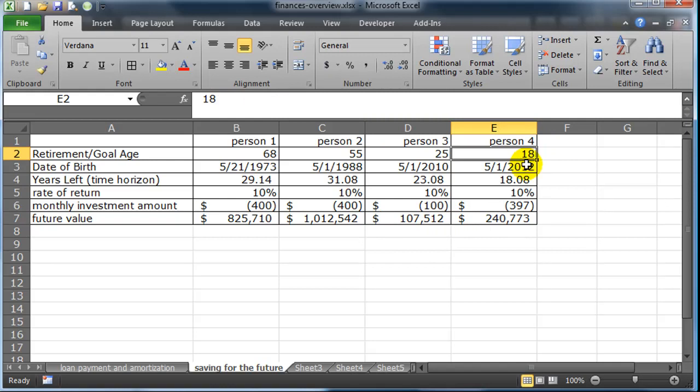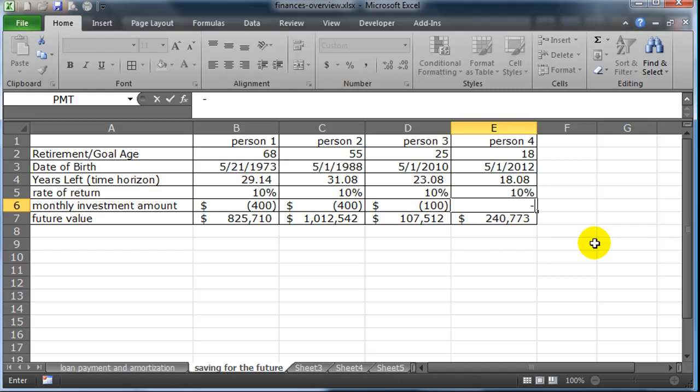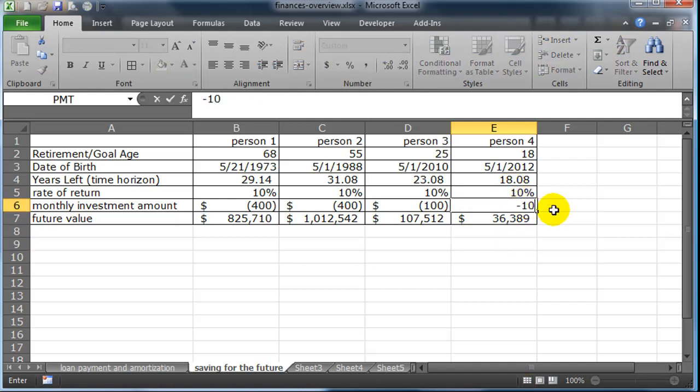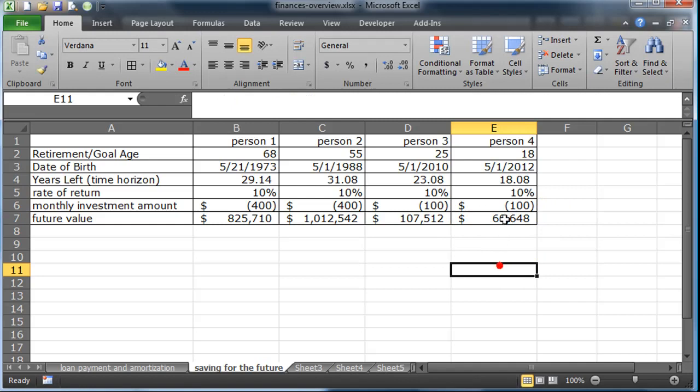They're going to be born in a month or so. And the parents want to have some kind of a college fund set up when the kid's 18. And they're going to maybe just put in about $60 a month. Okay. So $60 a month for 18 years. And that'll get them to about $36,000, assuming that 10% return. If we put this back up to 100, there we go. We're about 60 grand there.